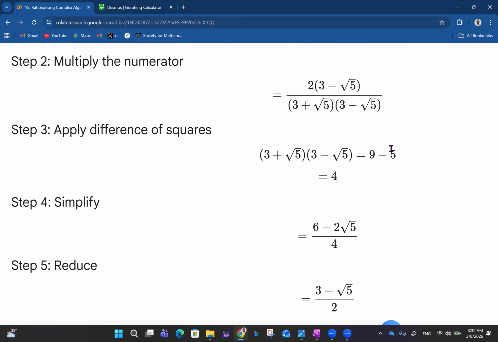Then for the denominator, difference of squares now, 3 plus root 5 into 3 minus root 5. That's 3 squared minus root 5 squared. That's 9 minus 5, which is 4. So you end up having 6 minus 2 root 5 over 4.